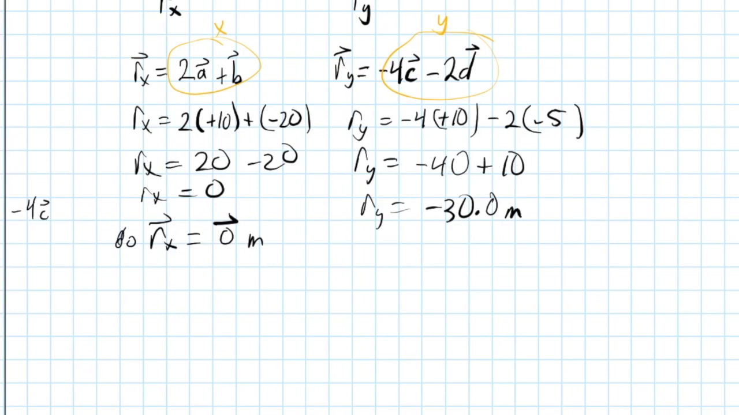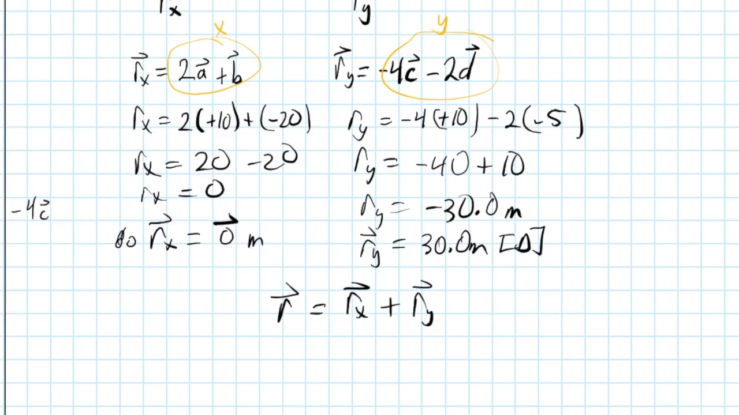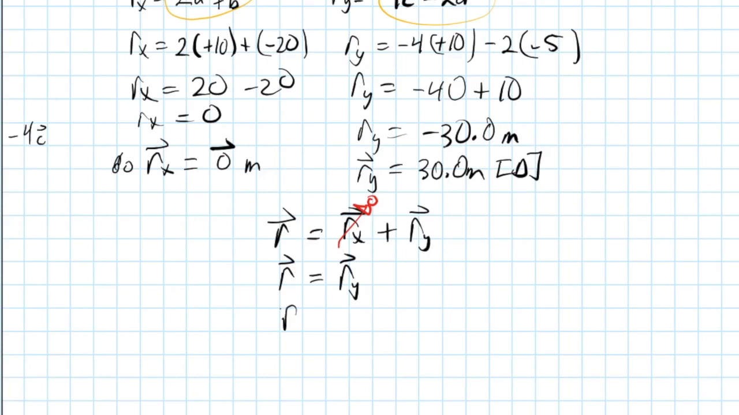Since rx is equal to 0, our actual resultant is going to be our resultant in the x plus our resultant in the y. Normally, this would make a right angle triangle because the x-axis is perpendicular to the y-axis. But since this is 0, our resultant is just equal to whatever ry is, and therefore r is equal to 30.0 meters down. And there you have it.